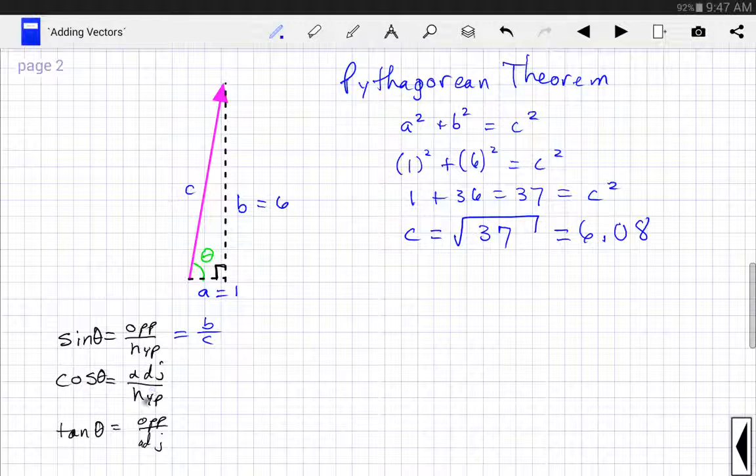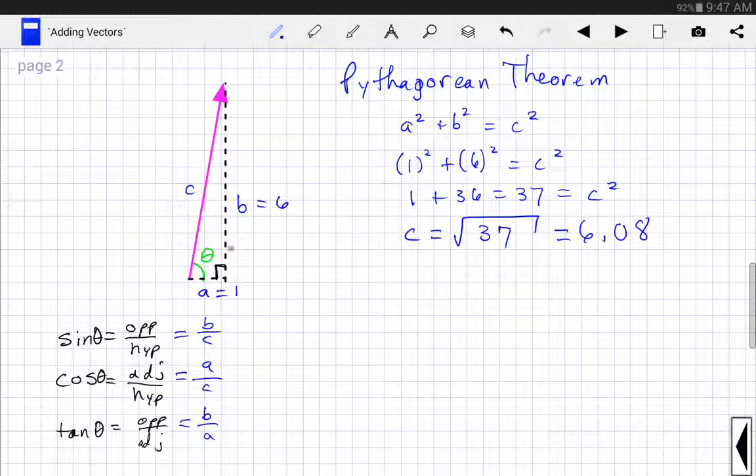Cosine theta is adjacent over hypotenuse. The adjacent side is the side that makes theta that's not the hypotenuse. So this was the hypotenuse, A is the other side that makes theta. So cosine theta must be equal to A, the adjacent, over the hypotenuse we've already established is C. And finally, tangent theta is opposite over adjacent, which means that it's B over A.